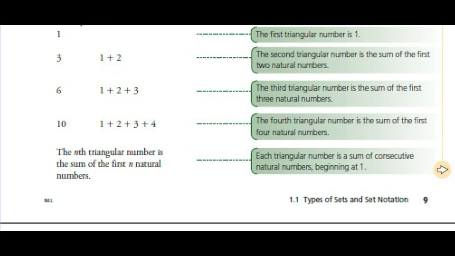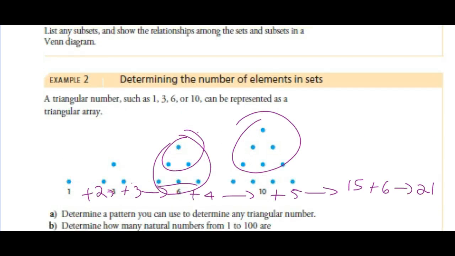The nth triangular number is the sum of the first n natural numbers, right? Okay, so if we look, the first triangular number is 1. The second one is 1 plus 2. The third one is 1 plus 2 plus 3. The fourth one is 1 plus 2 plus 3 plus 4, right? So the nth one is 1 plus 2 plus 3 up to n.